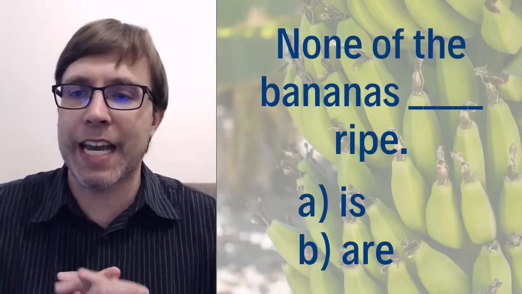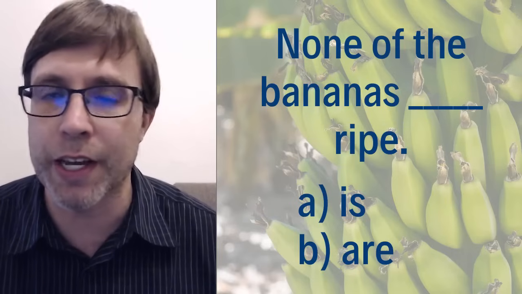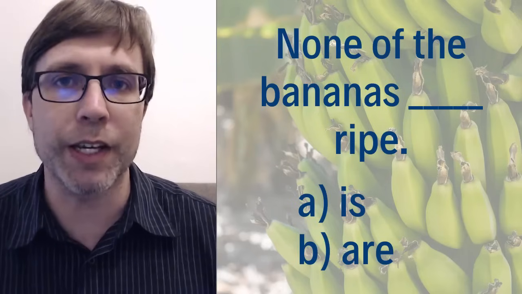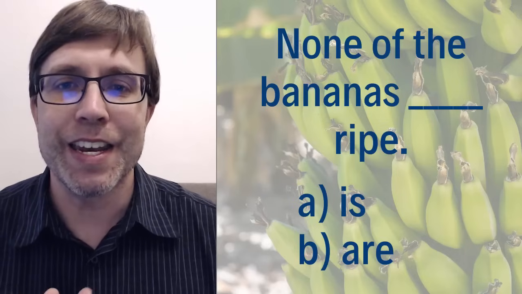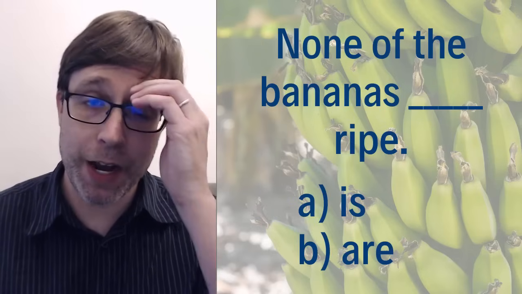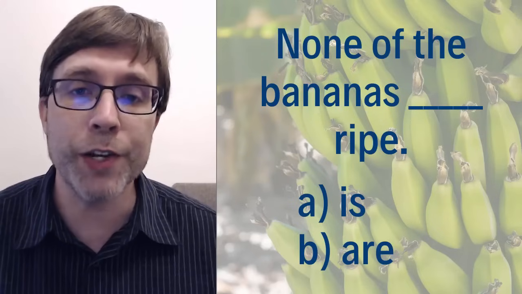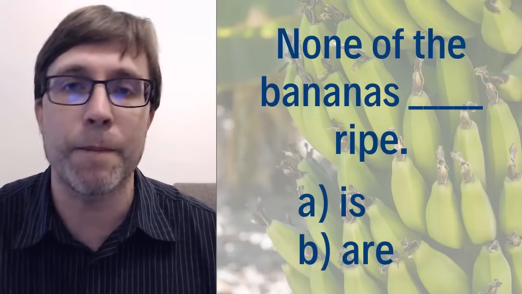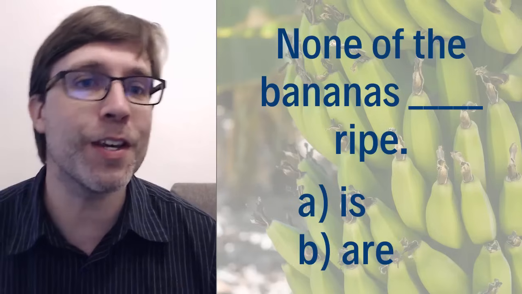The next question, and again, if you're just joining us, we are just practicing our grammar skills and learning all these different types of grammar concepts that I think can be very confusing. Now, how would you complete this sentence, all right? None of the bananas blank ripe. All right. What do you think? Is it A, is, or B, are? Which verb to be are you going to use to complete that sentence? None of the bananas blank ripe. Are you going to say is ripe or are ripe? What do you think? All right.